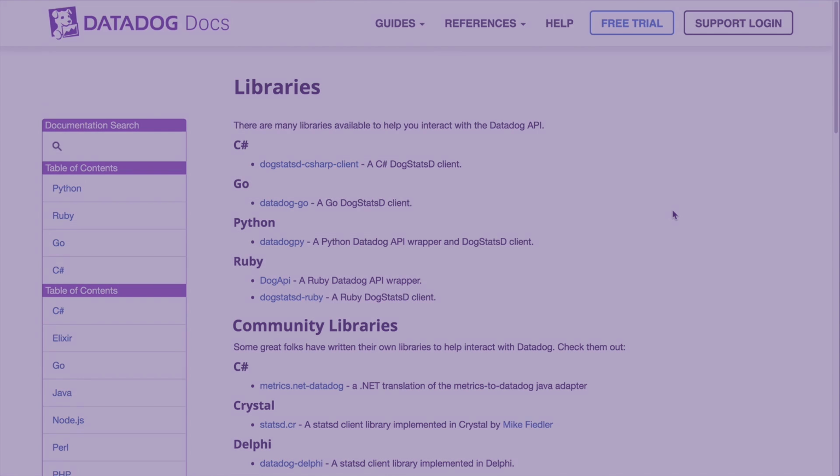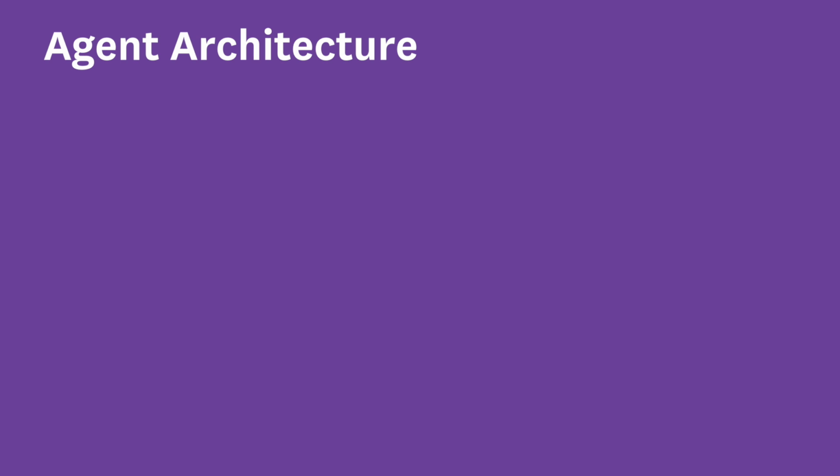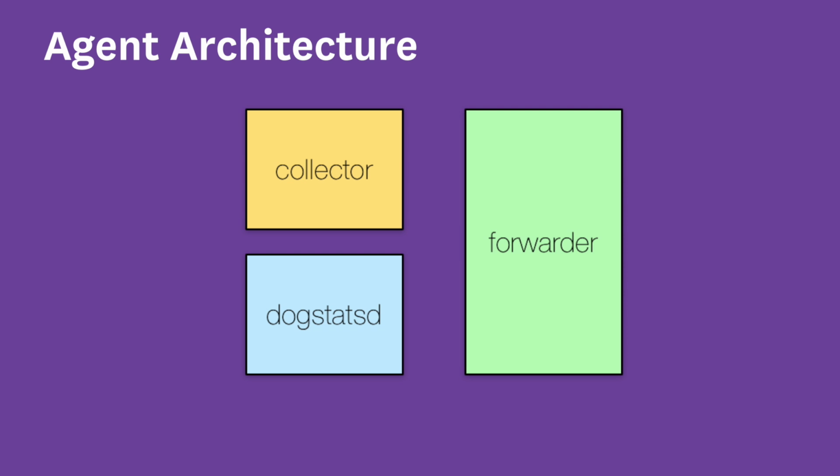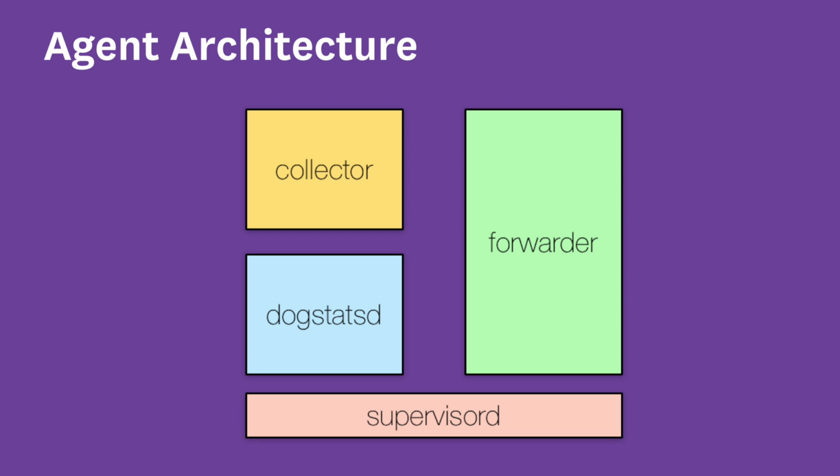So let's go a bit deeper and get a better understanding of what components make up the Datadog agent. The agent is made up of 4 major components. There's the collector, the forwarder, dogstatsd, and supervisord. The collector does much of the work of collecting metrics every 15 seconds or so. It runs any additional tools required and connects to the various monitoring interfaces employed by your applications.